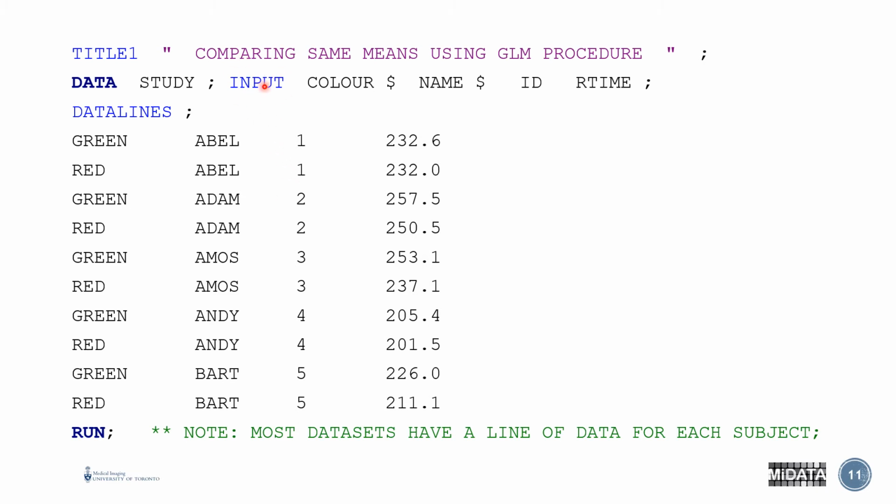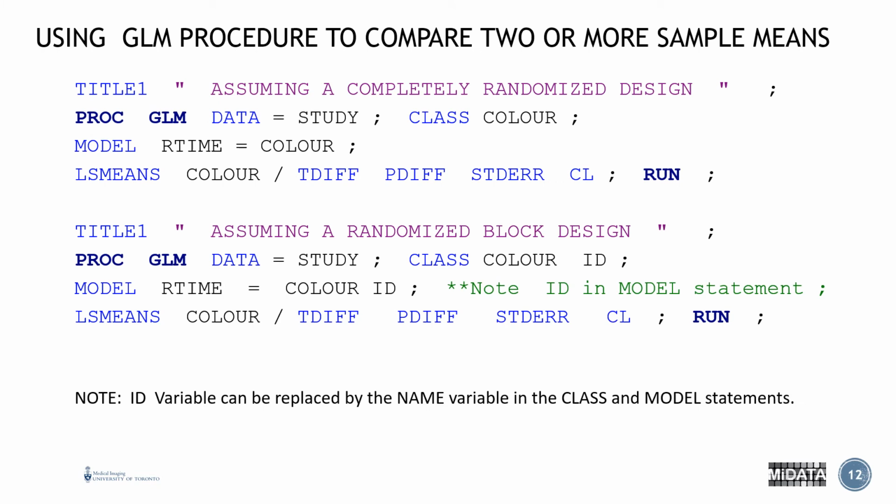Our input is going to define the variables. We have color, which is a character variable as defined by the $ sign. The name of the participant, same thing. ID is a numeric variable, and then the reaction time. Okay, here's the code we're going to use.